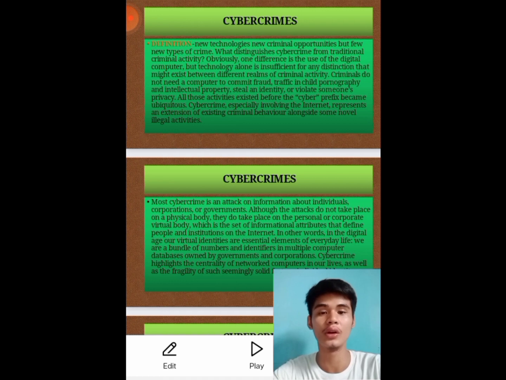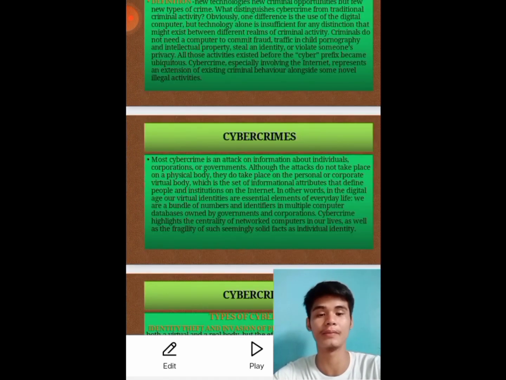Criminals do not need a computer to commit fraud, traffic in child pornography and intellectual property, steal an identity, or violate someone's privacy. All those activities existed before the cyber prefix became ubiquitous. Cybercrime, especially involving the internet, represents an extension of existing criminal behavior alongside some novel illegal activities.